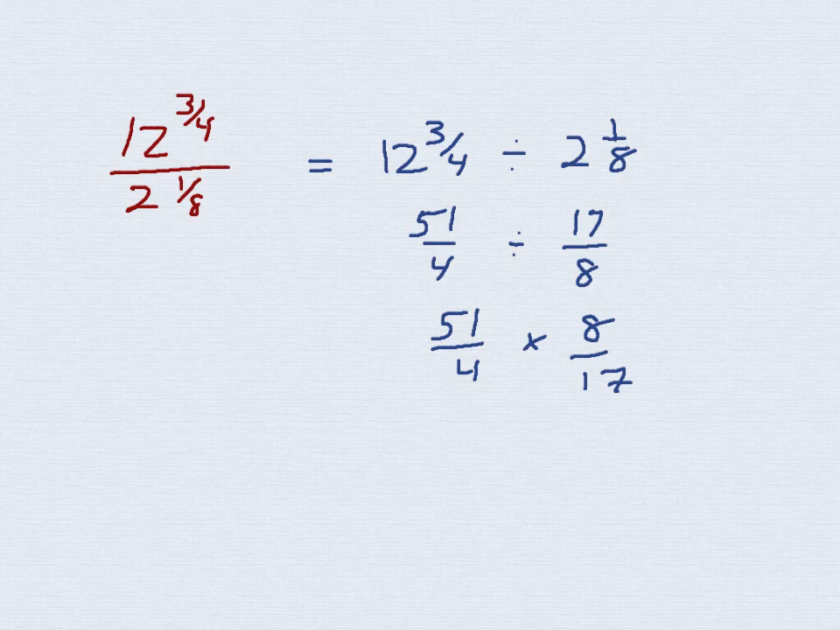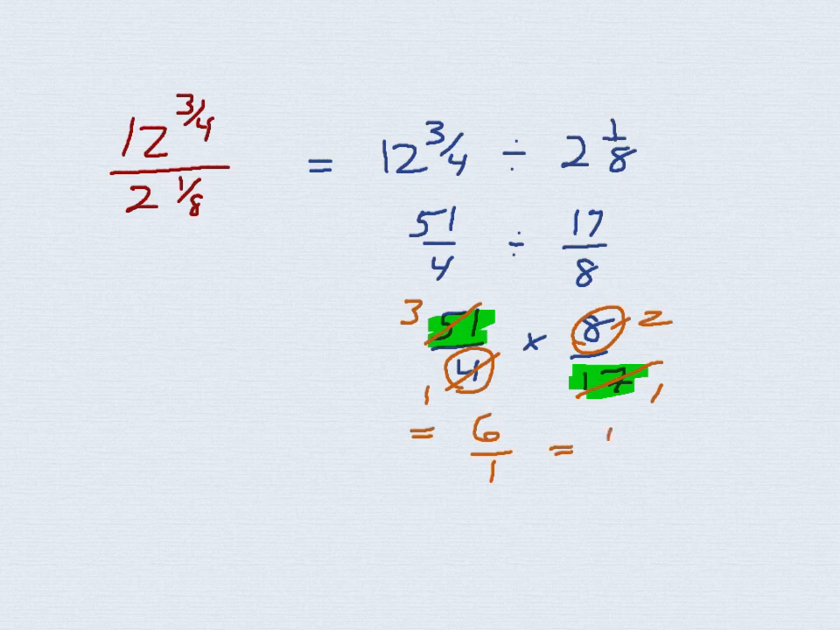Now I'm going to look for some common factors. So it happens that 51 and 17 goes into 51 evenly. It goes in 3 times. So I'm going to reduce that one and this one. And of course, 4 and 8 goes in twice. You're left with, on the top, 3 times 2, which is 6. On the bottom, you have a 1, or 6 over 1.